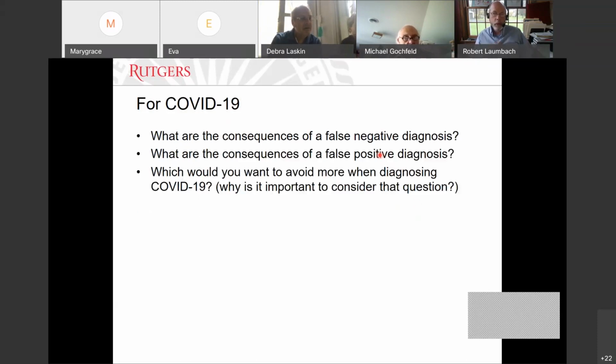All right, so we just mentioned the consequences of a false negative diagnosis. Again, we know little about false positives in this case, but what would be a consequence of a false positive diagnosis? Maybe one of the other residents.